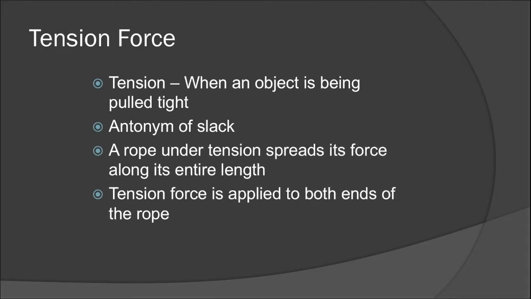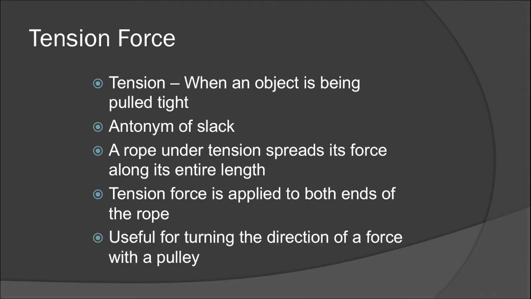Since the tension force is evenly distributed along the entire rope, this is useful for turning the direction of a force with a pulley. By using a pulley, you can change your force of pulling something north into something pulling east. With an ideal pulley, there is no loss of force. Of course, in real life, the pulley itself will have friction, and you have to fight that as well. But for Physics 12, we will assume we have ideal pulleys.